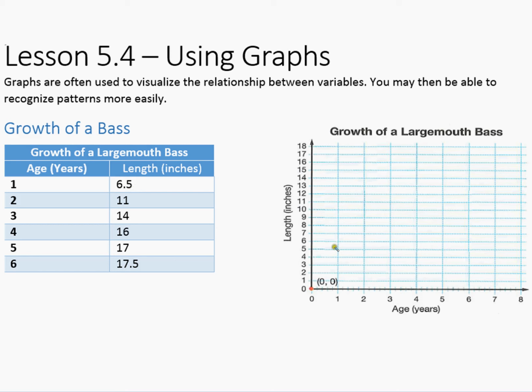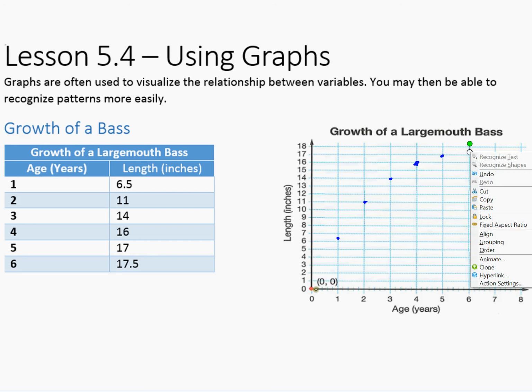So 1, 6.5 would be here. And then we have 2, 11. So that would be here. So 1, 6.5. 2, 11, 3 is at 14. 4 years, it was up at 16. 5 years at 17. 6 years at 17 and a half.